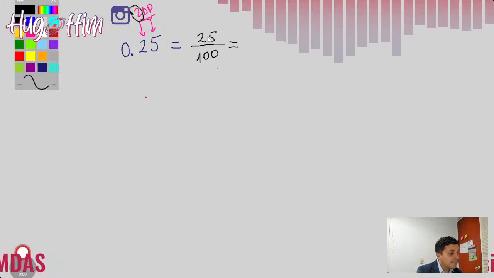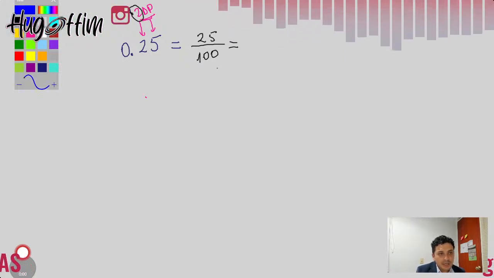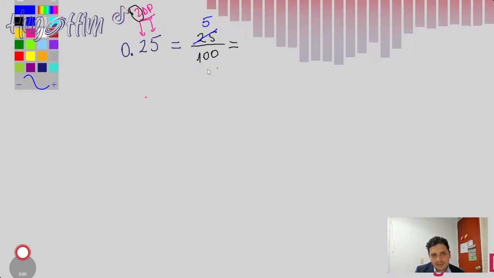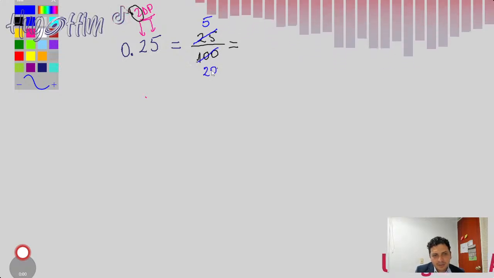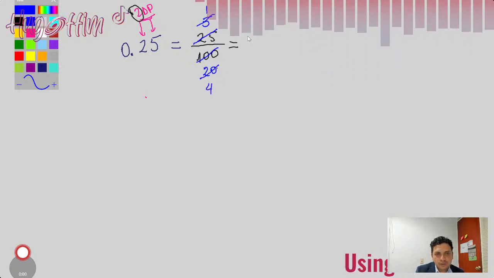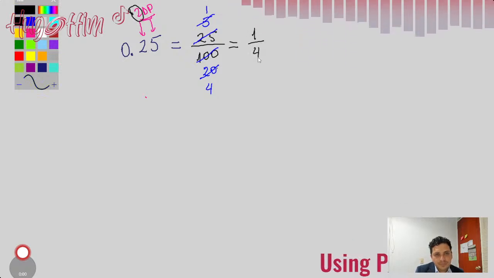Then you just simplify by dividing by common factors. In this case, a common factor is 25. But let's imagine that I don't know that it's 25, and I only know that it's 5. So 25 divided by 5 is 5. 100 divided by 5 is 20. Then 5 divided by 5 is 1, and 20 divided by 5 is 4. So it's going to give me 1/4. Okay?